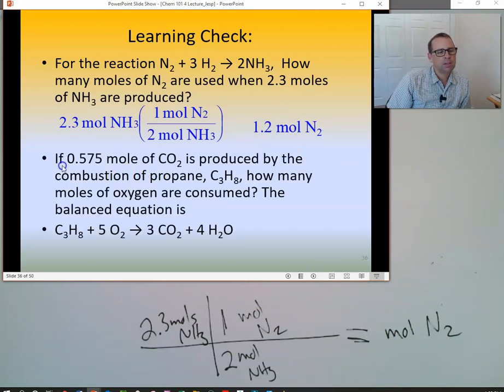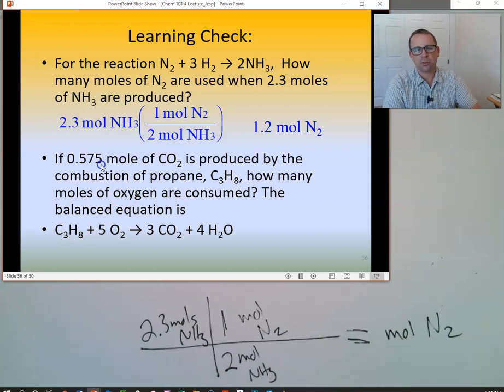All right. Here's another scenario. If 0.575 moles of carbon dioxide is produced by the combustion of propane, so propane is C3H8, combustion means reacting with oxygen, right? It's just a fancy word for reacting with oxygen, burning, right? Another word we use for combustion. And we want to know if 0.575 moles of carbon dioxide, that's right here, the product, is produced by the combustion of propane, how many moles of oxygen must have been consumed?